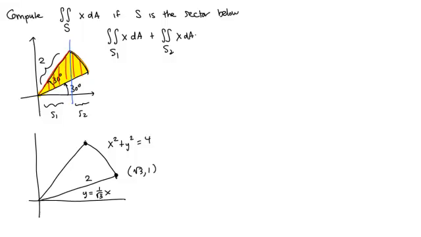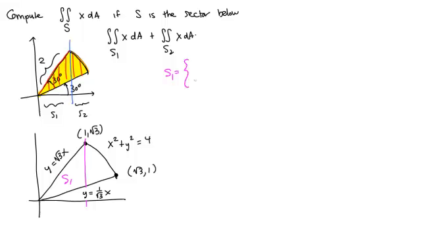By a similar argument, since this is a 60-degree angle, this upper point right here has to be the point 1, comma root 3, and so this is the line y equals the square root of 3 x. And so we'll subdivide our region right down the middle. Hence, if this is the region S1, we can describe S1 as follows.